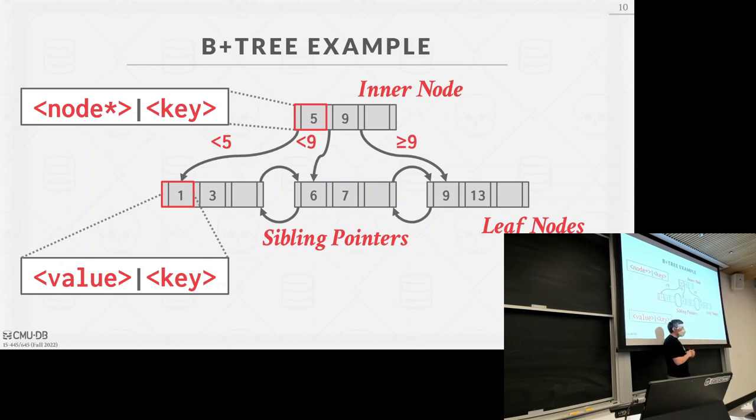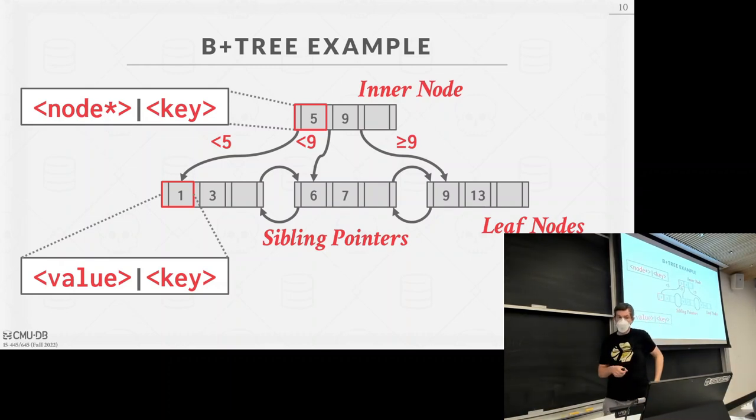Would 4 have to be in the leftmost leaf node, or could it be in the middle? His question is, in my example, if I insert 4, where would it go? It would have to go here because it's less than 5. The way you would do the comparison, you would go from left to right. So you would ask, is 4 less than 5? Yes, go down this edge.